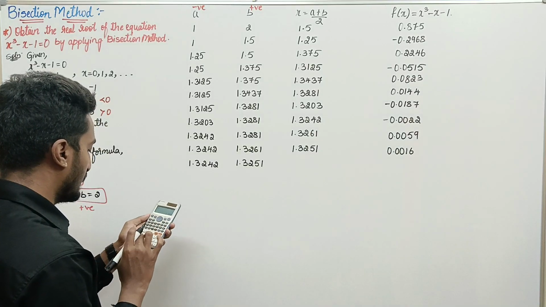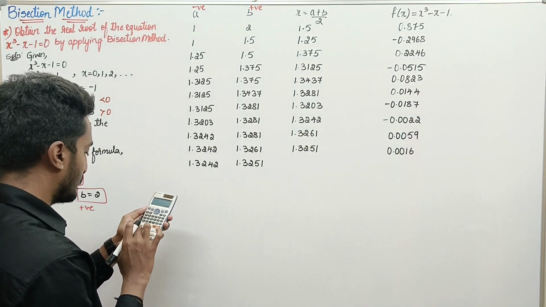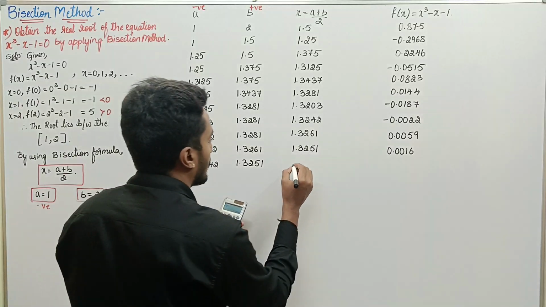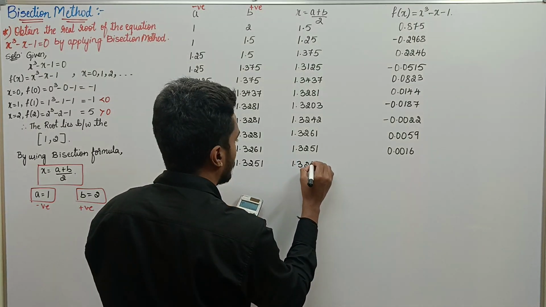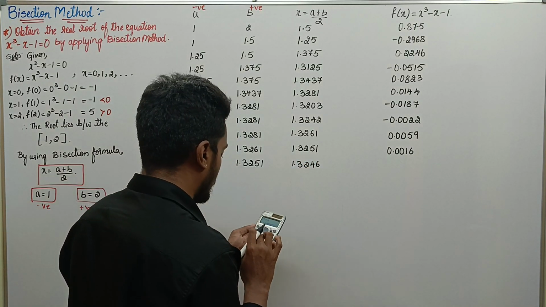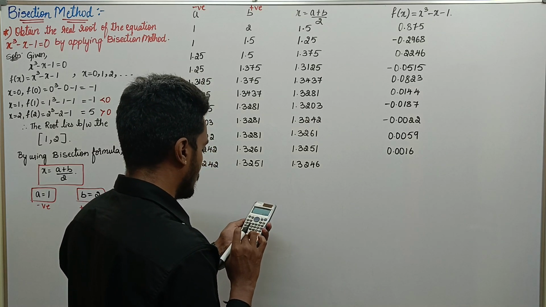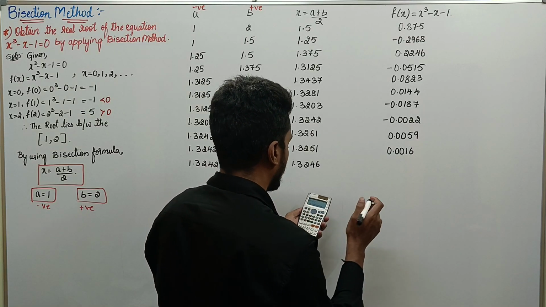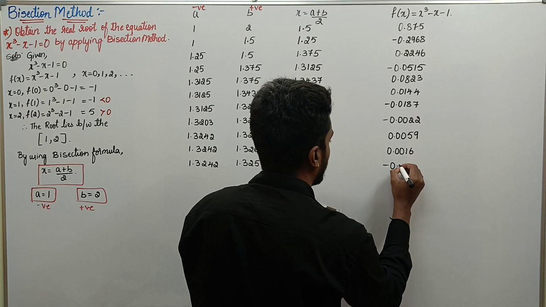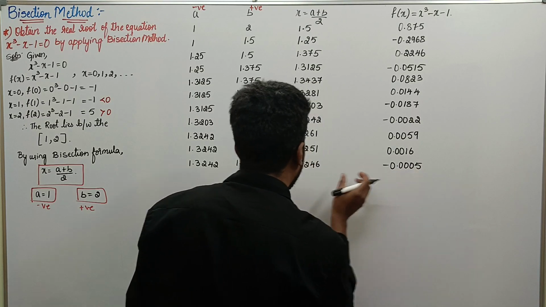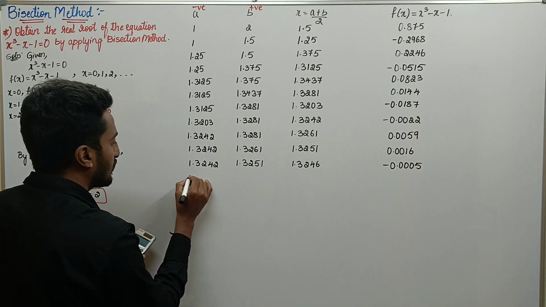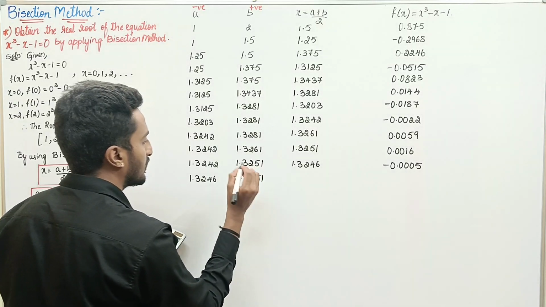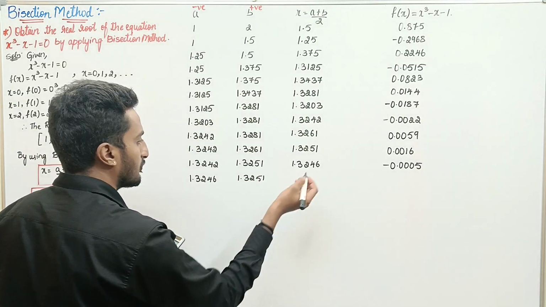Again press calc A, 1.3242 equals 1.3251 equals, you get 1.3246. You should substitute in the function value 1.3246. You get, shift eng, minus 0.0005. Since it is negative, this will be replaced in the negative place, 1.3246 and 1.3251. We are closer to the value.